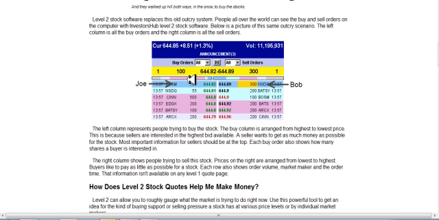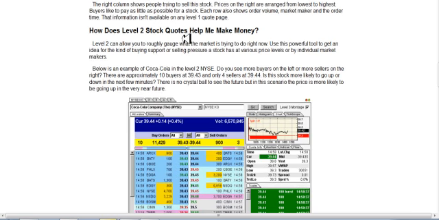Now the right column, people are trying to sell the stocks here, as you can see, and the prices on the right are arranged from the lowest to the highest, because buyers like to pay as little as possible for the stock. Each row shows order volume, market makers, and the order time, and that information isn't available on a Level 1 quote page.